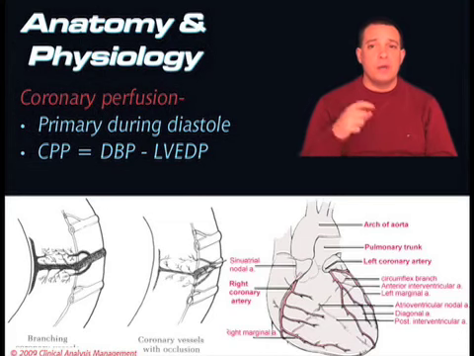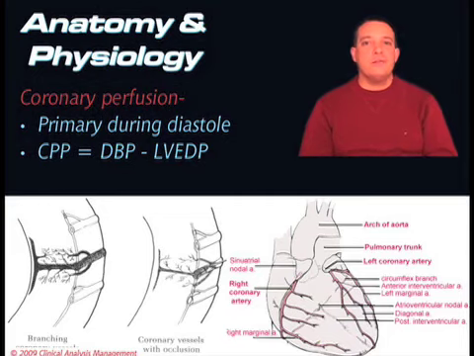Well, if we add the coronary perfusion pressure of 50 to the wedge of 20, and remember wedge is just a measure of left ventricular end-diastolic pressure, then we would come up with 70. So that would mean in order to maintain a coronary perfusion pressure of at least 50, the diastolic blood pressure would have to be at least 70.